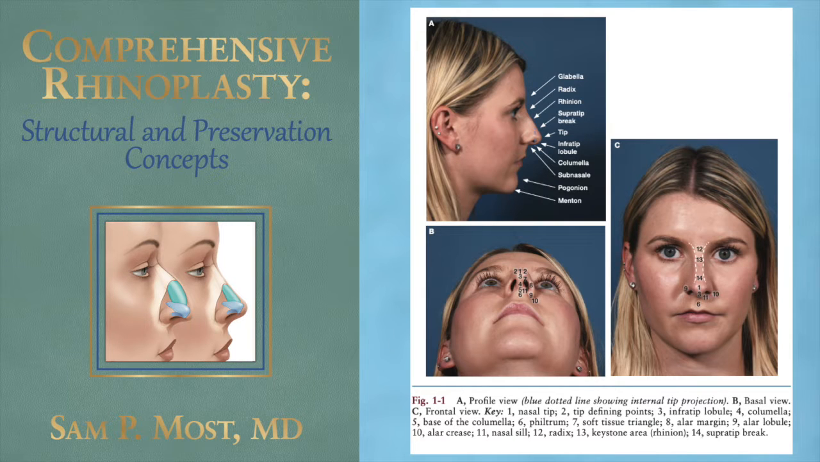And first is, when we're looking at a person's face, we're looking at their profile, their base view, their frontal view, of course, 3/4 view, which are not shown here. These are some of the highlights of the external landmarks that we look for from the side. From the front, one of the main things we look for is of course, the dorsal aesthetic line contour, the symmetry. We also look for tip contour, and base view, we look for symmetry and alar tip lobule contour.